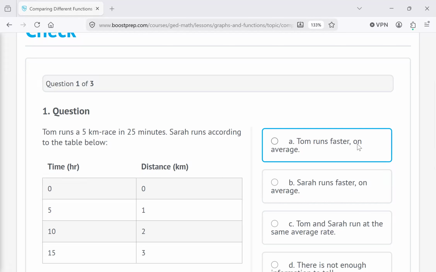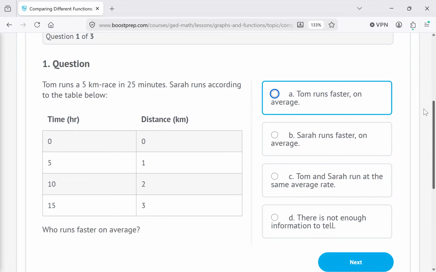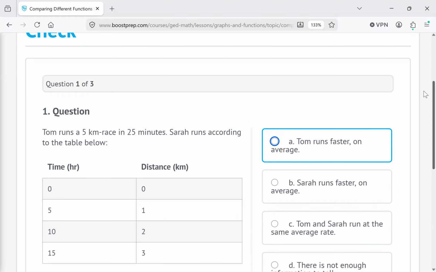Hello. In this math video, I will do a GED math video regarding comparing different functions. There aren't any notes for this section because we covered it a lot in the previous sections, so it's a little bit of a mixture of those notes. So let's just start with question one.